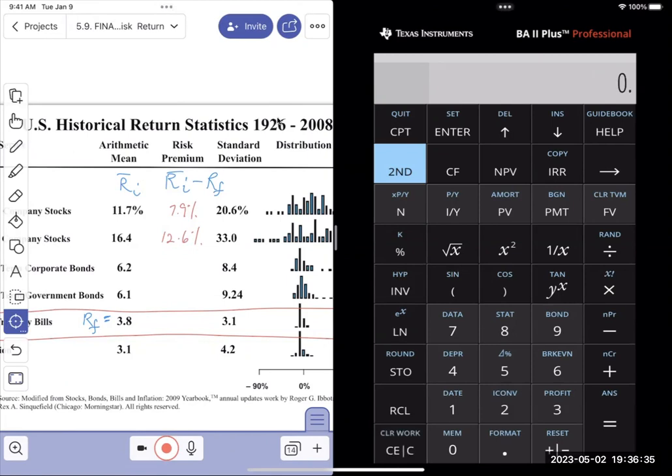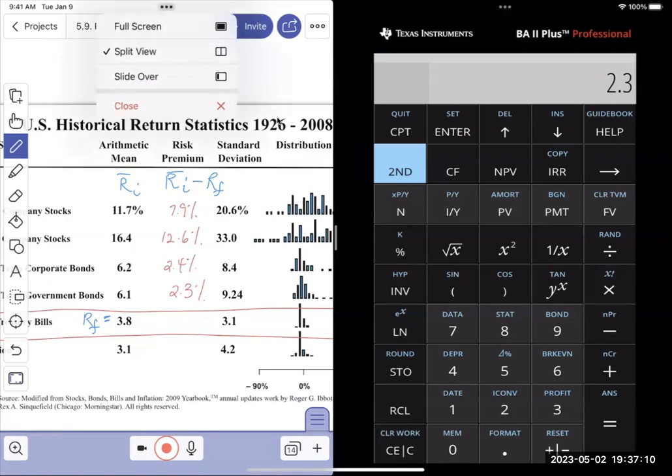So then 6.2 minus 3.8 is 2.4. And 6.1 minus 3.8 is 2.3. And we stop there. All right, so that's the risk premium. We'll talk more about risk premium in a bit.